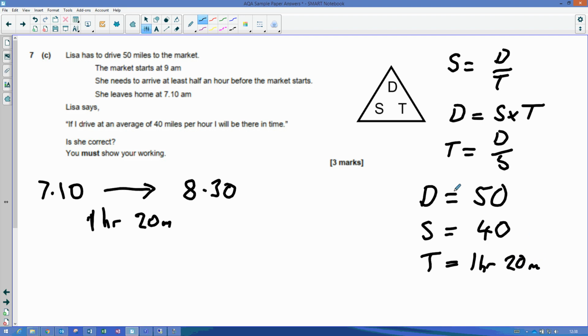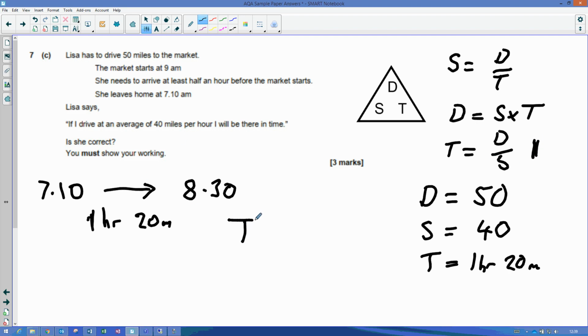So all we need to do is use one of these 3 formulas to see if 2 of these give the other answer or not. Now, we could use any of them, but the time is a bit of an awkward number. So that's going to be the hardest one to do sums with. So I don't want to use the ones where I've got to work with the time. I'm going to use this formula here because it will make my job easier.